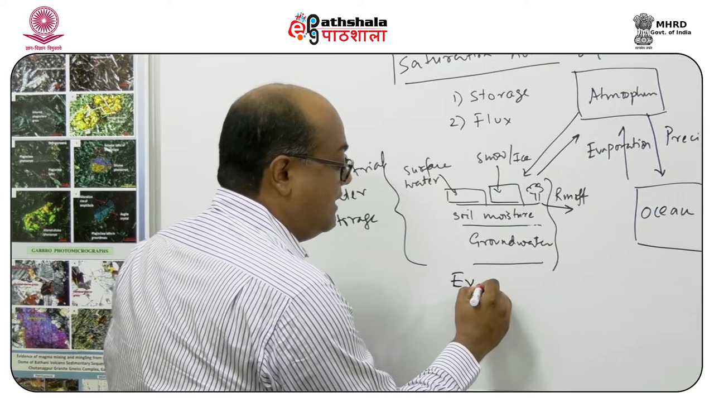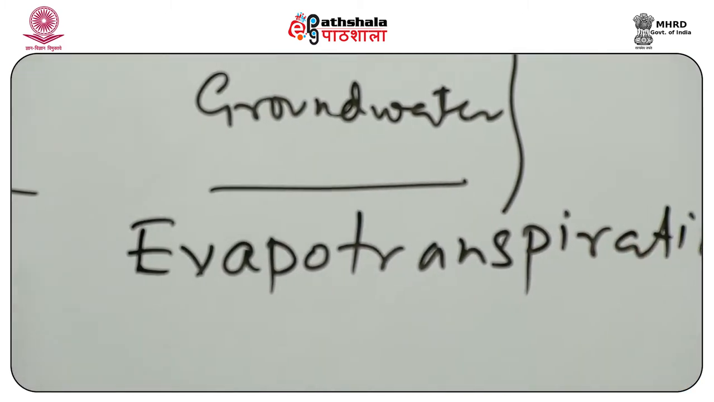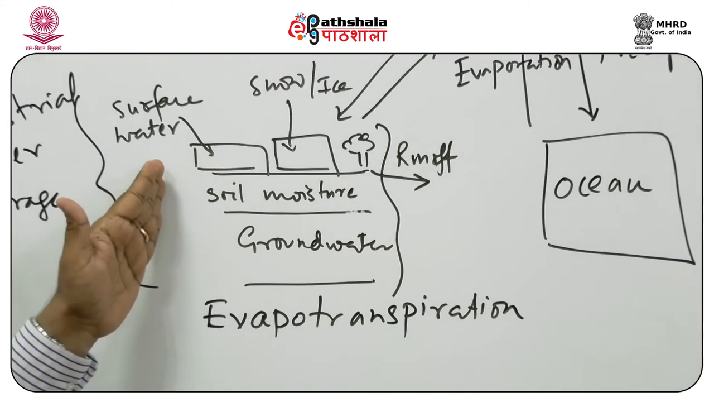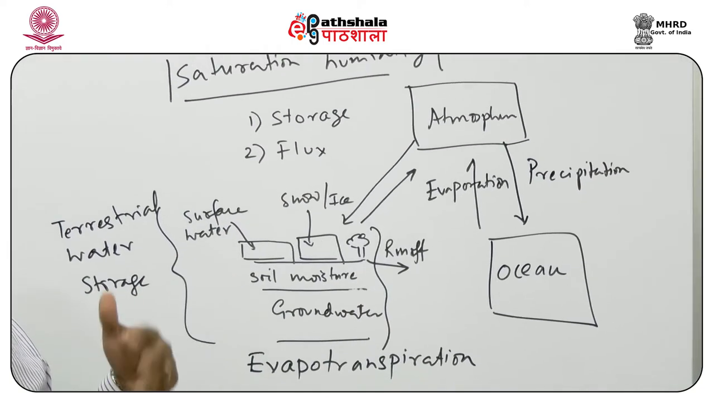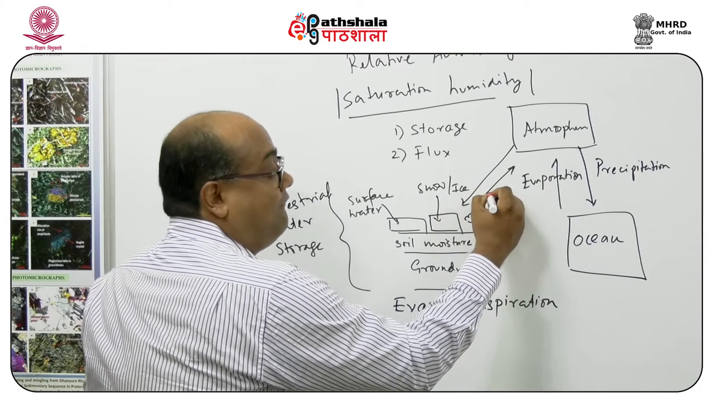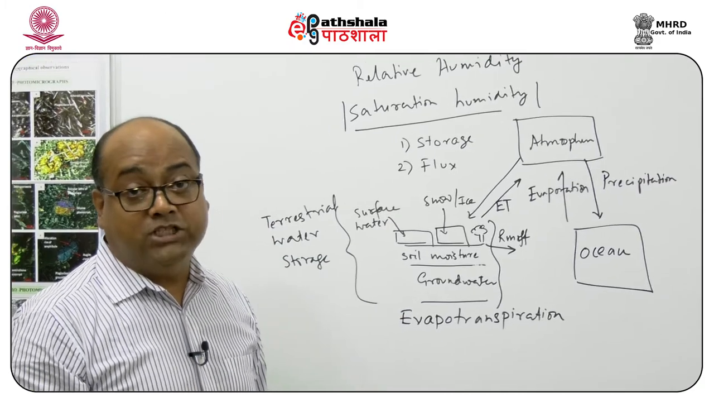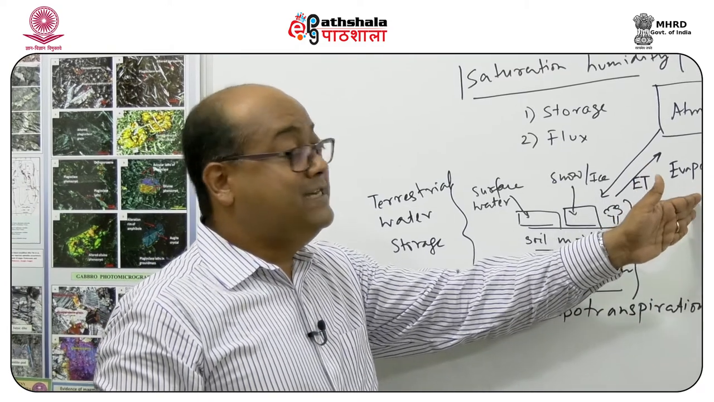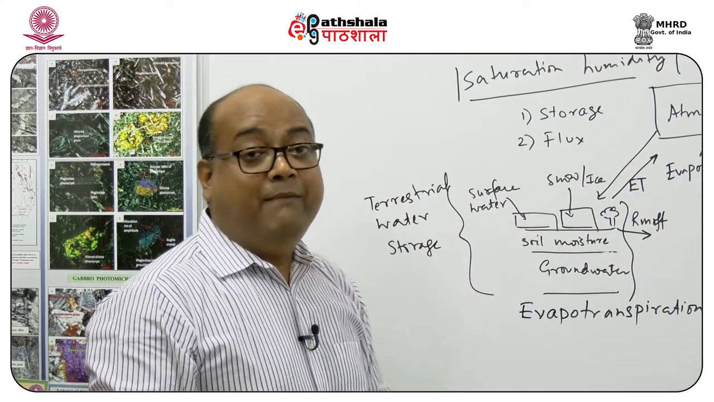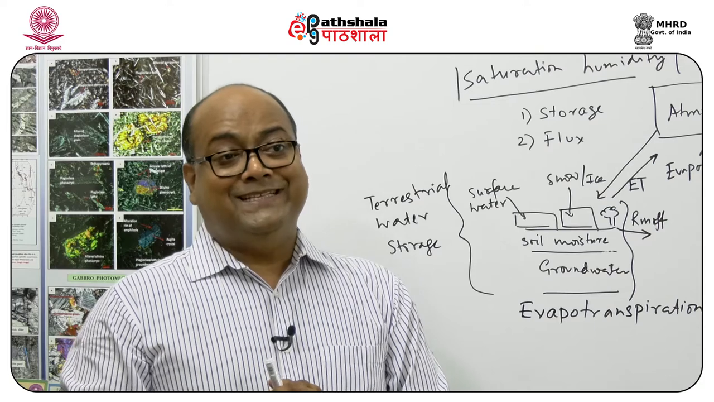So we often use the term together, evapotranspiration. Evapotranspiration is a process which is occurring on the surface of the earth. Why? Because the earth's surface has water with free surface, that means lakes, reservoirs, rivers, and also it has plants which transpire. So when we are drawing the flux from the land surface towards the atmosphere, we conveniently use the term ET or evapotranspiration. But in the case of the ocean, I have written evaporation, not evapotranspiration, because there are no plants transpiring water.